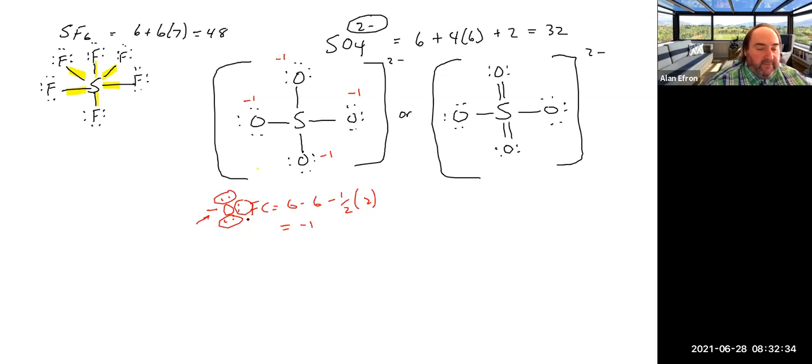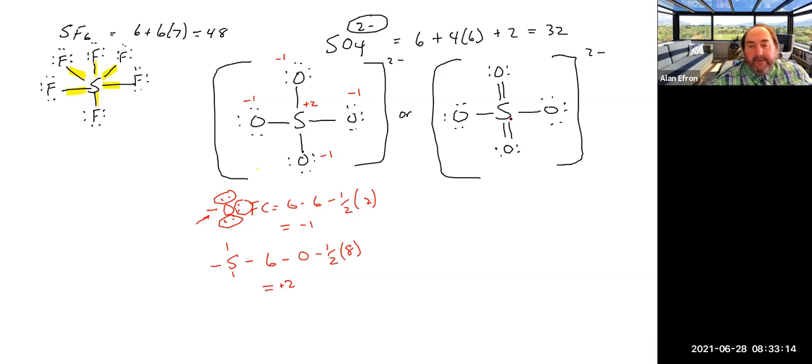So let's take a look at the sulfur in the middle. The sulfur in the middle has got 6 minus 0. Again, no dots on the sulfur. Minus 1/2 of 8 electrons. That's 6 minus 4, which is 2 in this particular case. And that gives us a +2. So our formal charge arrangement in our structure on the left is -1s at the oxygens, and we have a +2 on the central atom.